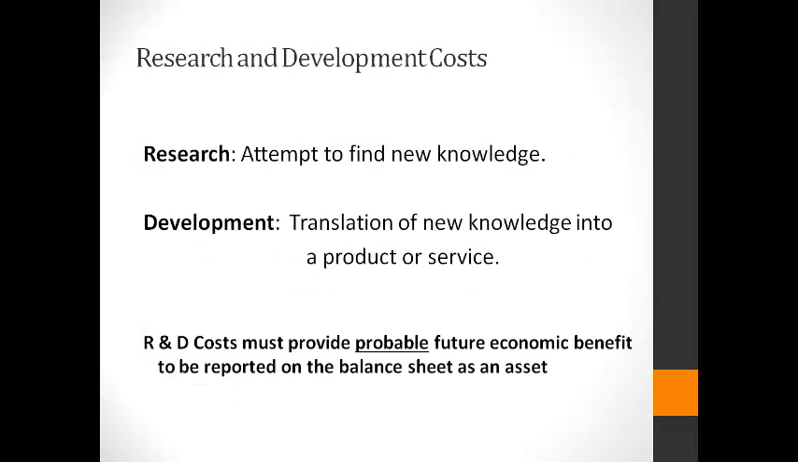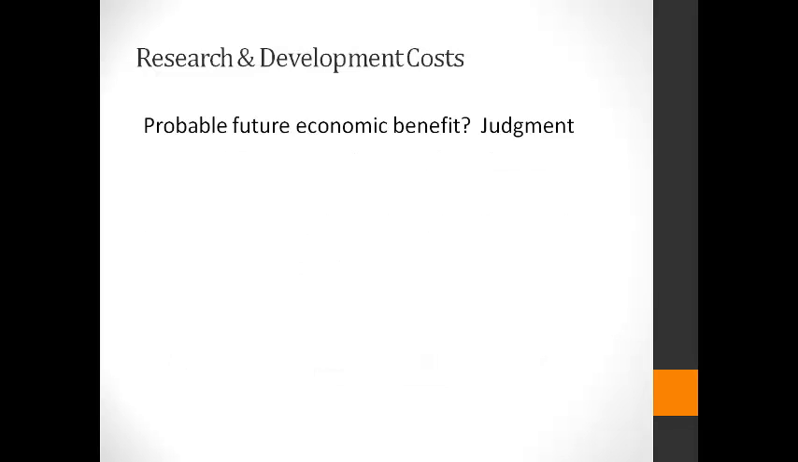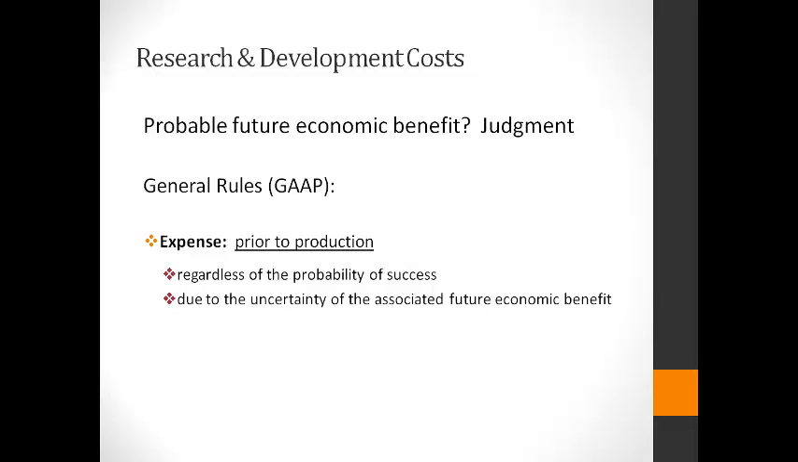Research is the attempt to find new knowledge. Research is followed by development, which is the translation of new knowledge into a product or service. Costs spent for research and development follow the general rule that cost must provide probable future economic benefit to be reported on the balance sheet as an asset. The expectation of probable future economic benefit often varies from company to company and is difficult to substantiate. To provide consistency, GAAP requires research and development costs incurred prior to production to be reported as an expense, regardless of the probability of success.